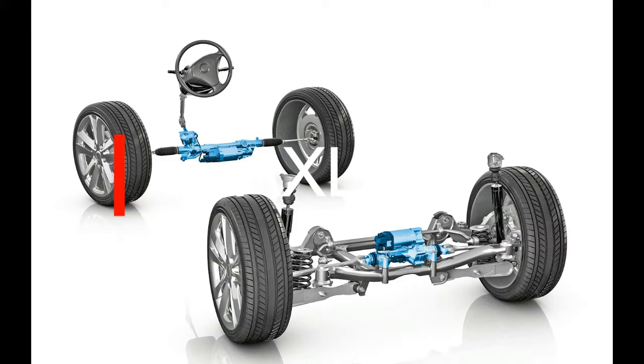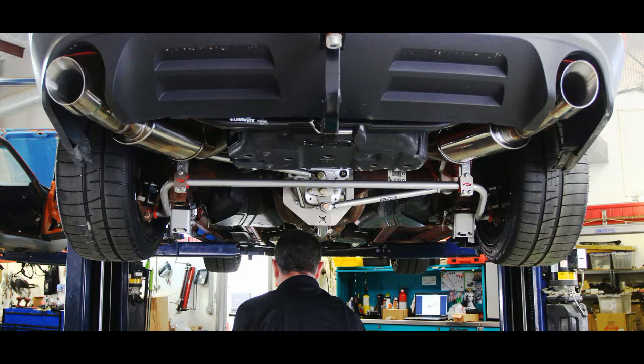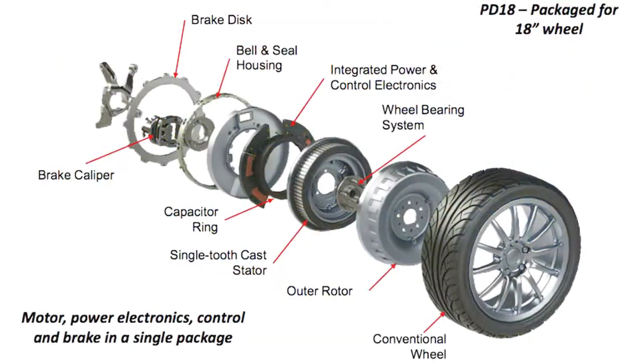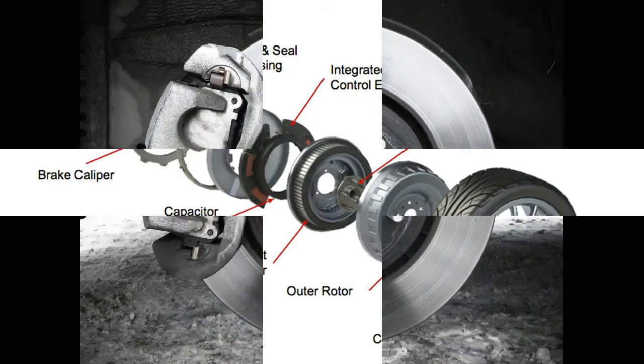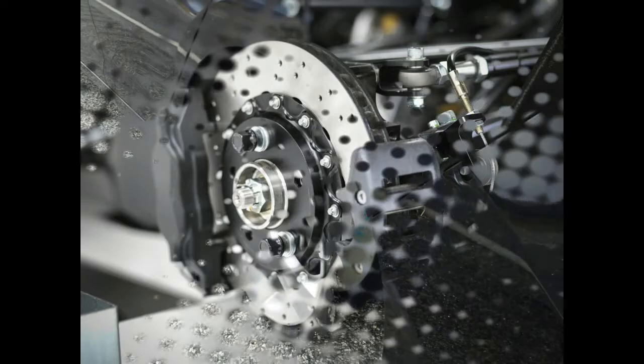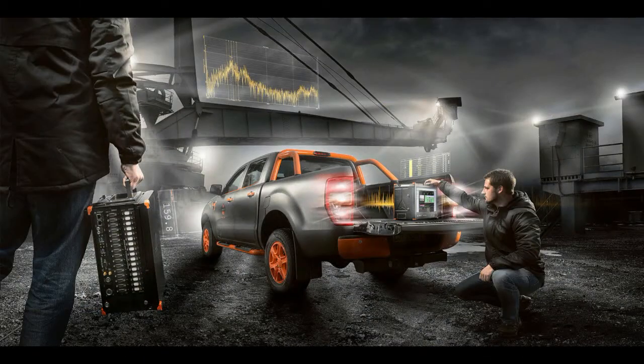Axle. The axle is responsible for transferring power from the engine to the wheels. It is an important part when you want to move, brake, and turn. You can tell if your axles are in a state of disarray if they start making loud clunking noises. You will also experience severe vibrations throughout your car, especially when you turn or brake.